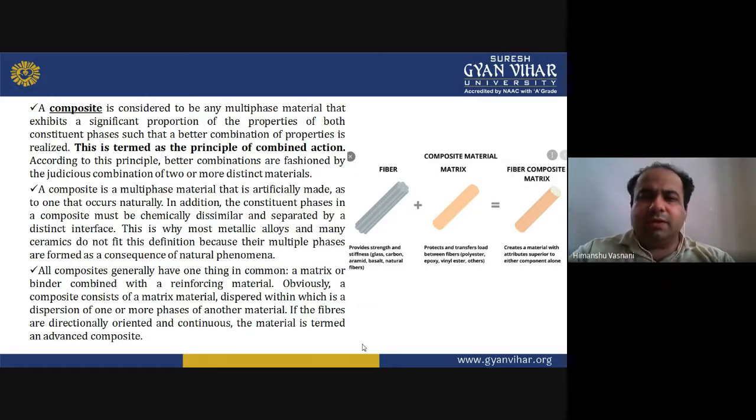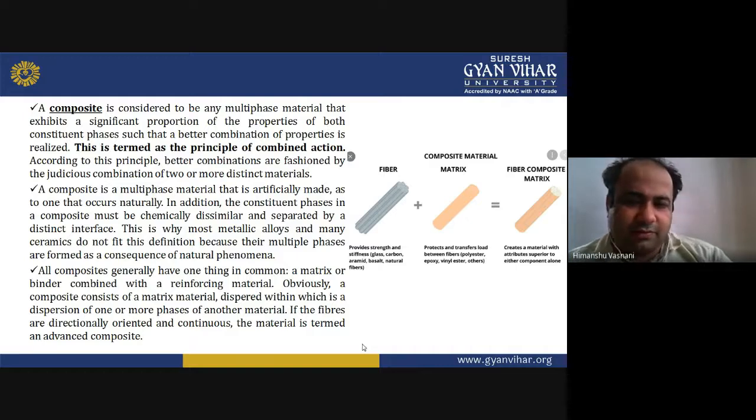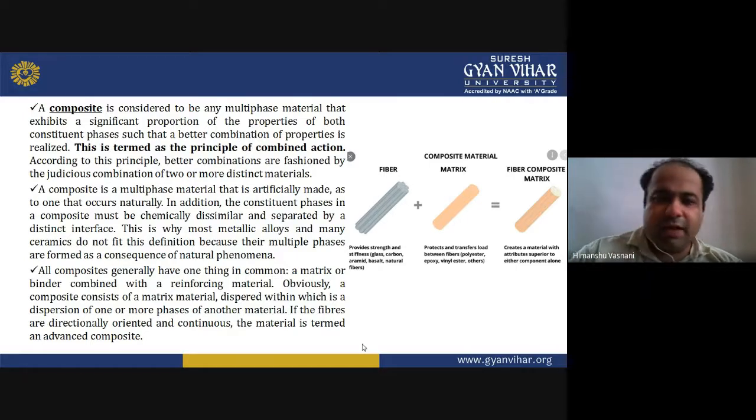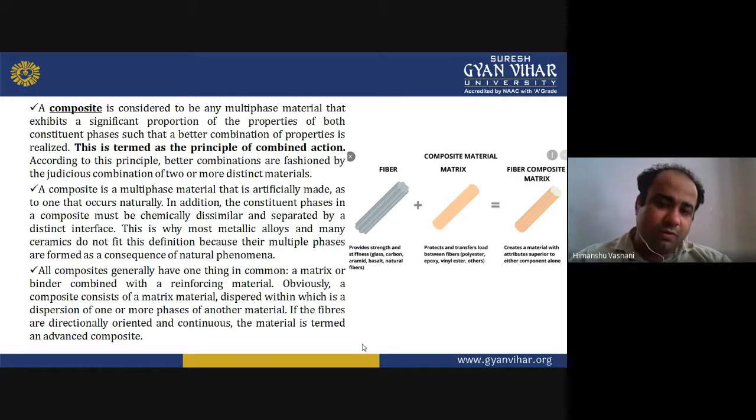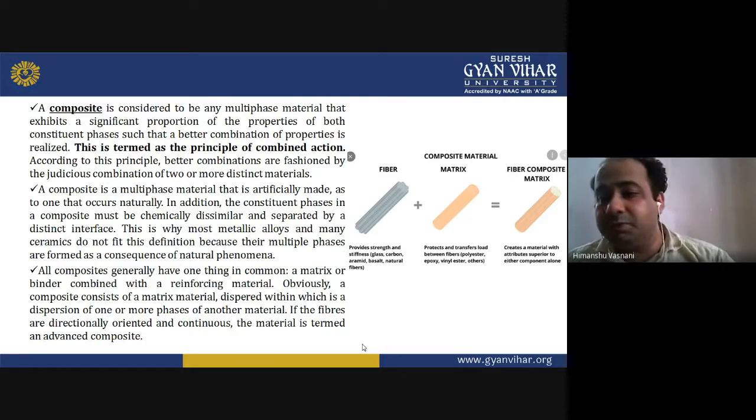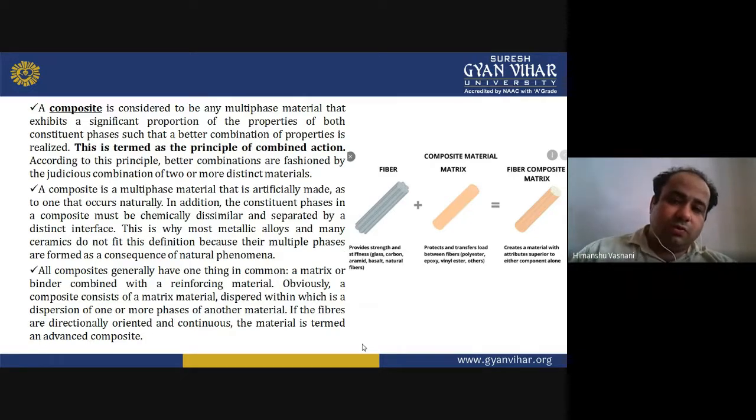Now you can see in the diagram that we have a fiber. The fiber provides strength and stiffness, like glass, carbon, and aramid. These are natural fibers, and then you add the composite material matrix, which protects and transfers load between fibers. The fiber and matrix together create a material with properties superior to either constituent alone.